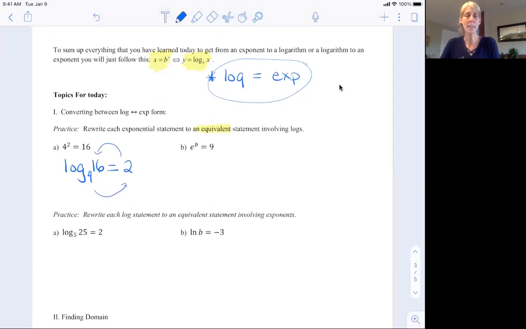Next, e to the b equals 9. Oh, you know what? I should get rid of these two things to not confuse you. e to the b equals 9. Log equals exponent. Notice I gave myself some room there. I know I have 2 places to fill. I've got this base, and then I've got a number that I have to put there. My base is e, and the number is going to be the 9. When I see log base e, I'm always going to remember to rewrite it as ln.